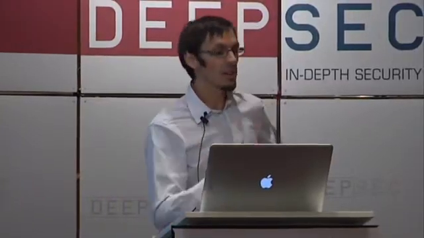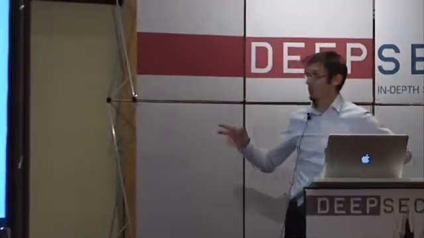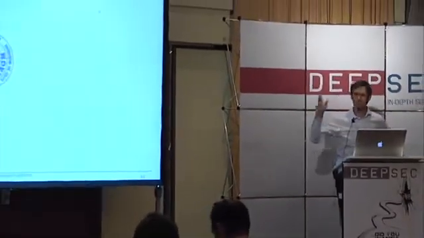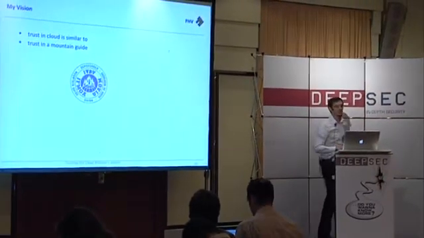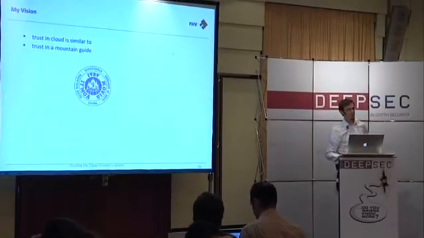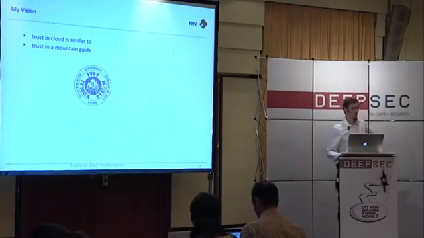And the cloud customer gets a proof that such a system is running on the provider side. And last year, the DeepSec motto was "failure vision," something. And my vision is that one day trust in cloud is similar to trust in a mountain guide. This is the symbol of a mountain guide.